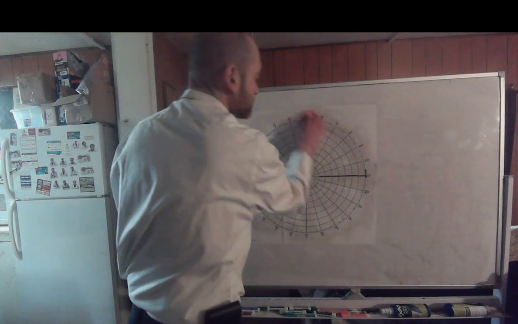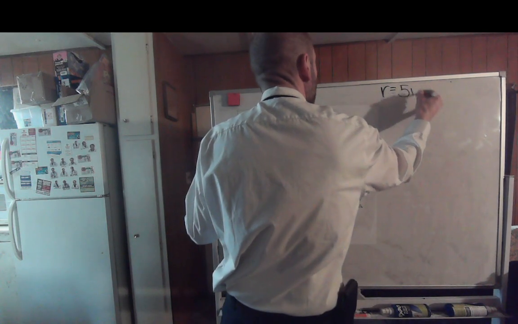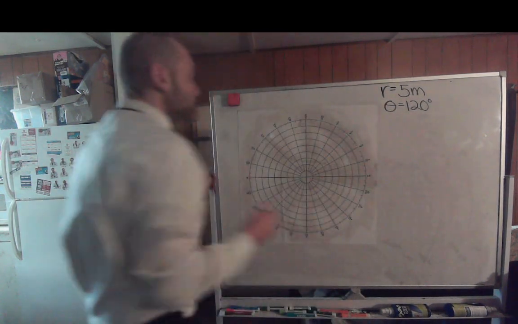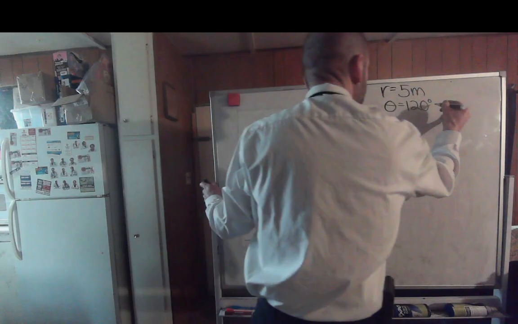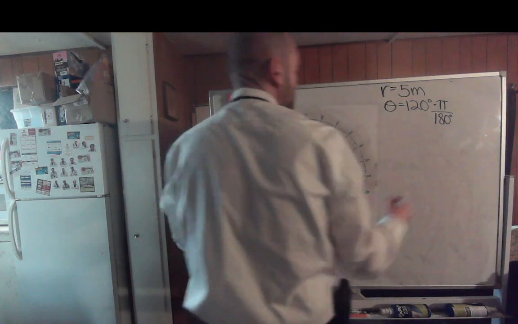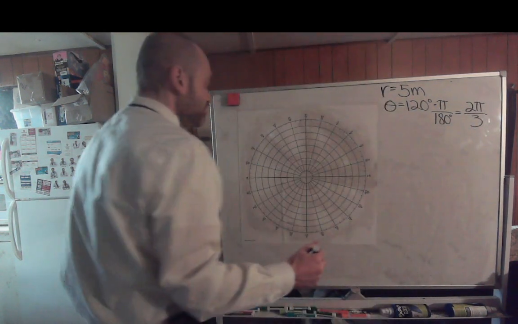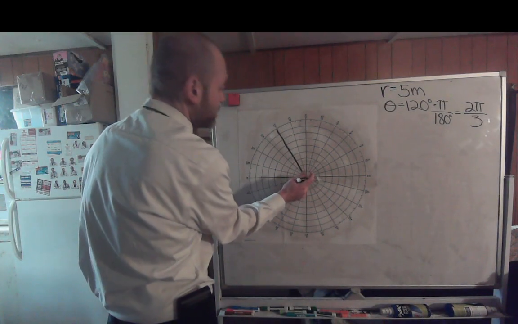All right. What's the next one? We have a radius of 5 meters. My theta equals 120 degrees. So I have a theta of 120 degrees with a radius of 5 meters. Well, let's convert that theta into radians. So this would be times pi over 180, which would end up being 2 pi over 3 radians. So my theta is 2 pi over 3, which would be right here. That's where my terminal side would go.